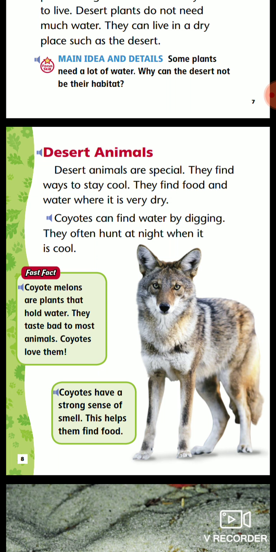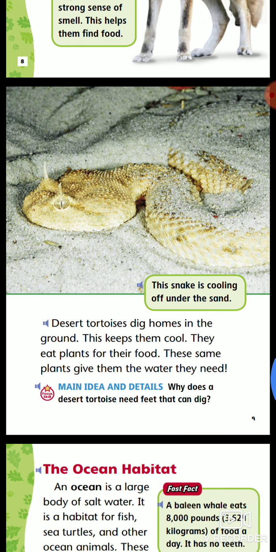Coyote melons are plants that hold water. They taste bad to most animals. Coyotes love them. Coyotes have a strong sense of smell. This helps them find food. This snake is cooling off under a rock. Desert tortoises dig homes in the ground. These keep them cool. They eat plants for their food. These same plants give them the water they need.